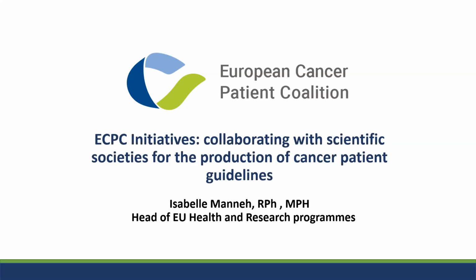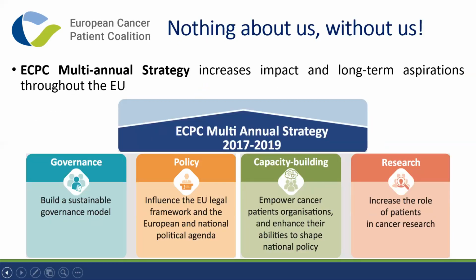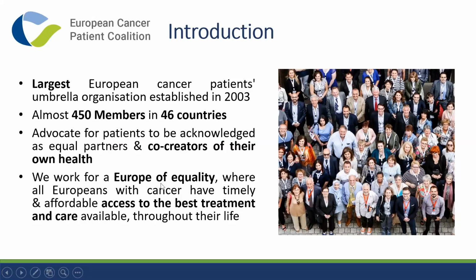So I'm just going to cover a little bit about ECPC in general, just in case some of the patients out there are not well aware of our activities. ECPC is the largest European cancer patient umbrella organization. We were established in 2003. We have over 450 members, and this includes EU countries and non-EU countries, in a total of 46 countries. We advocate for patients to be acknowledged as equal partners and co-creators of their own health. This includes in several of the European Commission projects on health and research, as well as overall policy. We work for a Europe of equality, where all Europeans with cancers have timely and affordable access to the best treatment and care available throughout their lives.